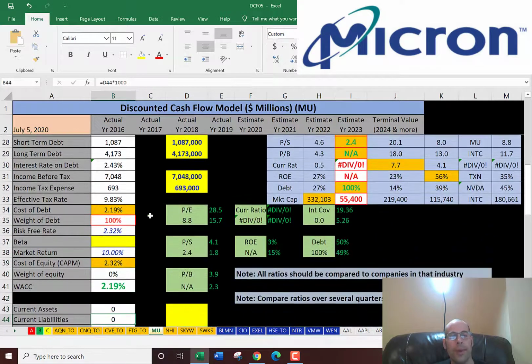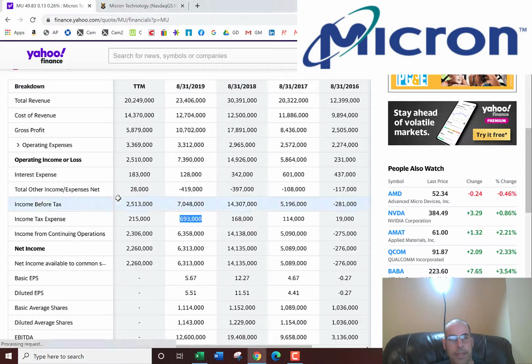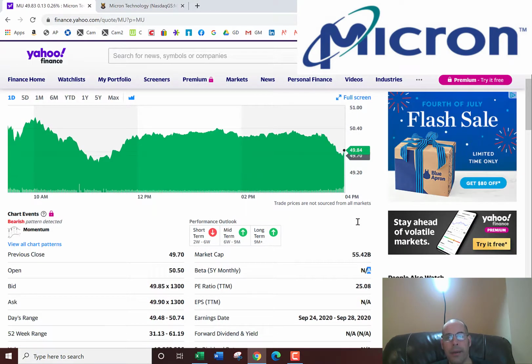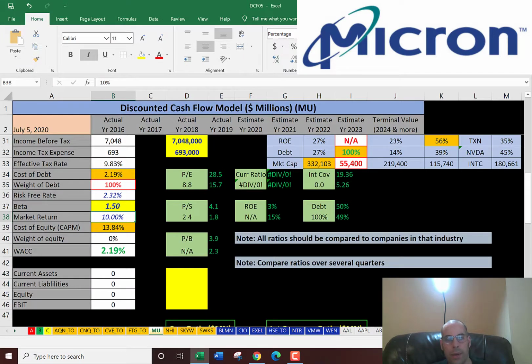To figure out the cost of equity, we need the beta. That's the volatility of the stock. The beta is not here, so I'm going to give them a beta of 1.5. That looks about where they're at.